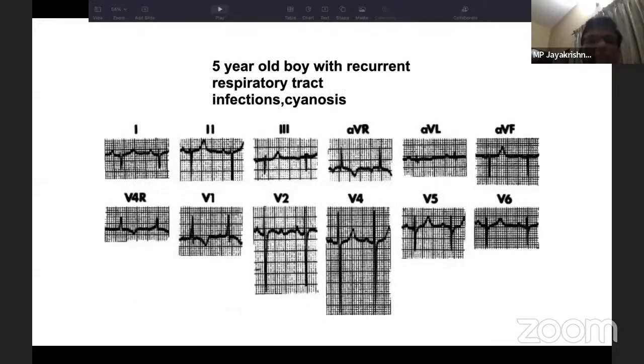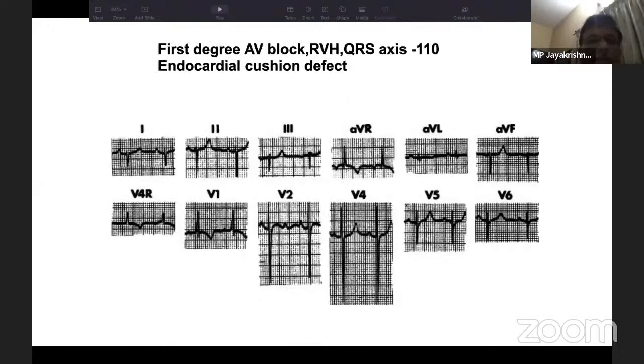Now look at this ECG. This is a 5-year-old boy with recurrent respiratory tract infections, and again cyanosis is there. I think I'll read this for you again. The PR interval is prolonged here. It may not be very clear when you look at it, and it will take some time for you to find out. There is definitely RVH, because in V1 you can see almost monomorphic, tall R waves.